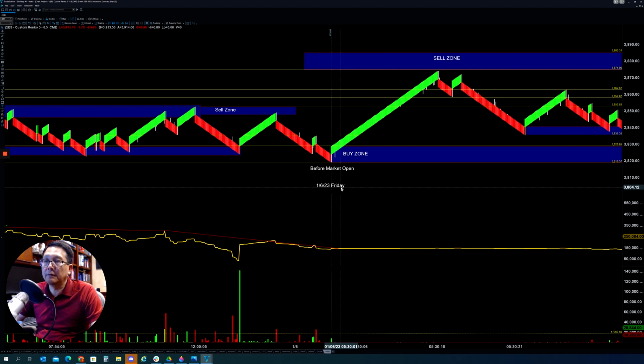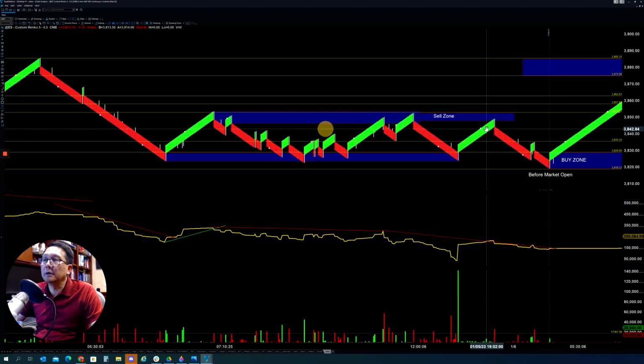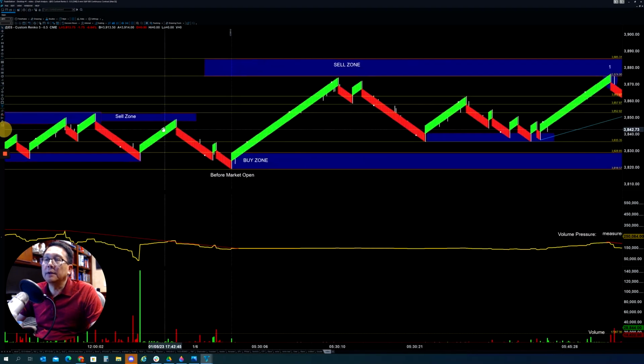2023, which is Friday, you can see the market is coming down. They were stuck in the range bound, and then they shot it back up after the economic report came out. They shot it back up. They were able to break out of the sell zone, but they hit right into the next sell zone, which was already pre-rolled from the day before.